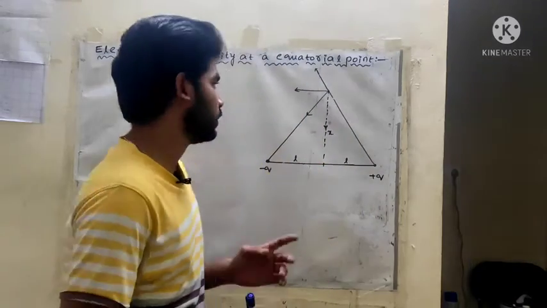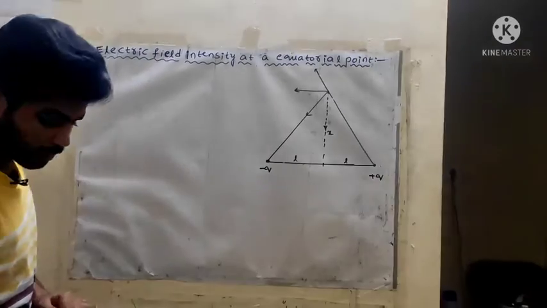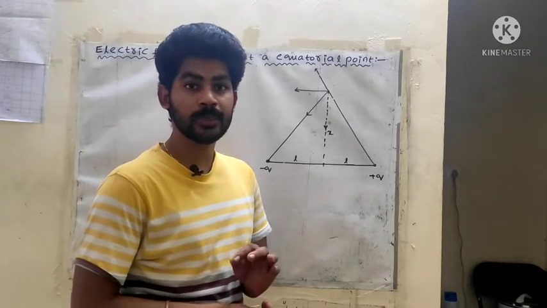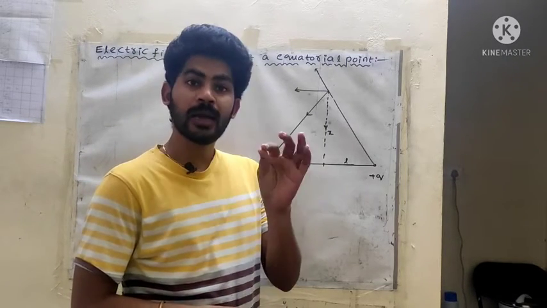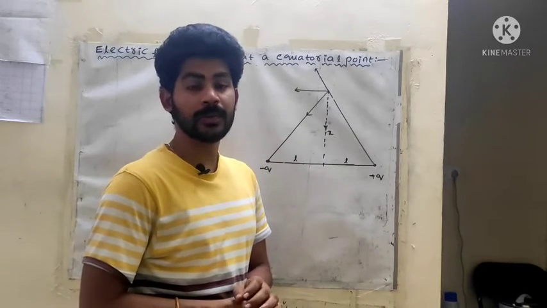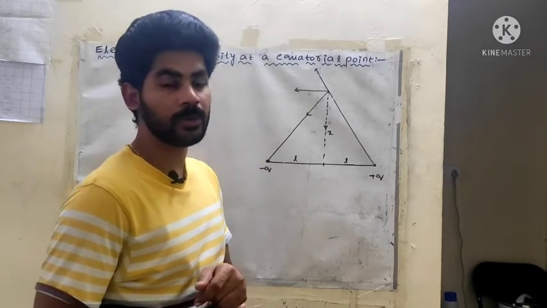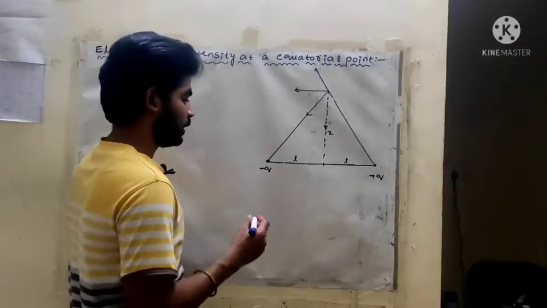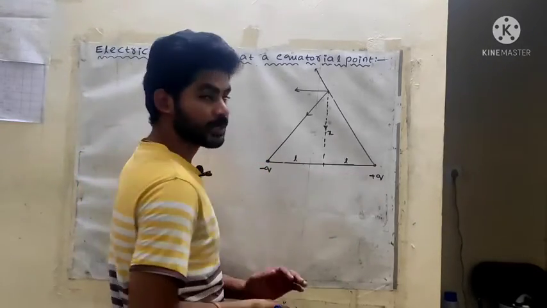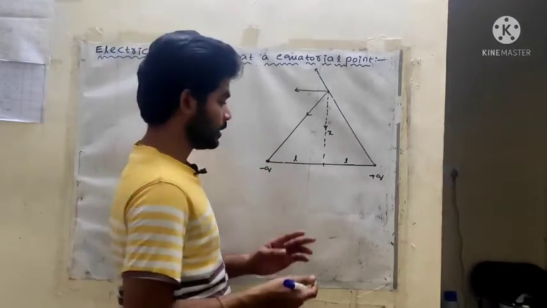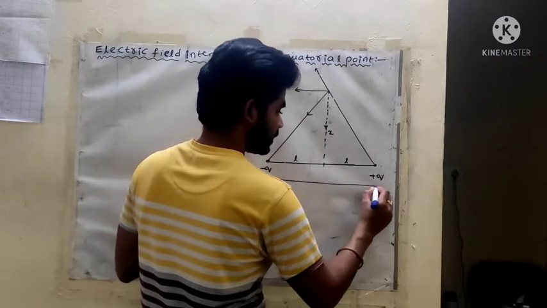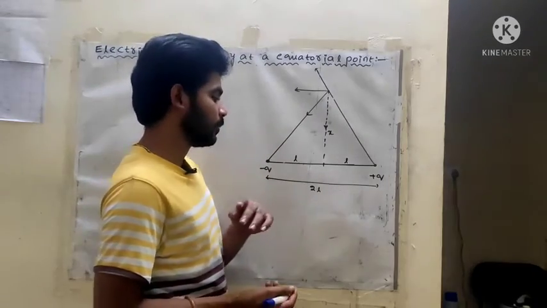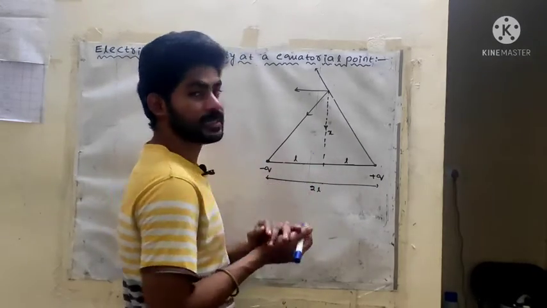Before we go to this, I will explain one small concept, that is the dipole. Already we have learned this. So what is a dipole? A dipole is two charges of equal and opposite magnitude, separated by a small distance. This is the minus q charge and this is the plus q charge. The distance is 2L, L plus L, so the exact middle point is at distance L.